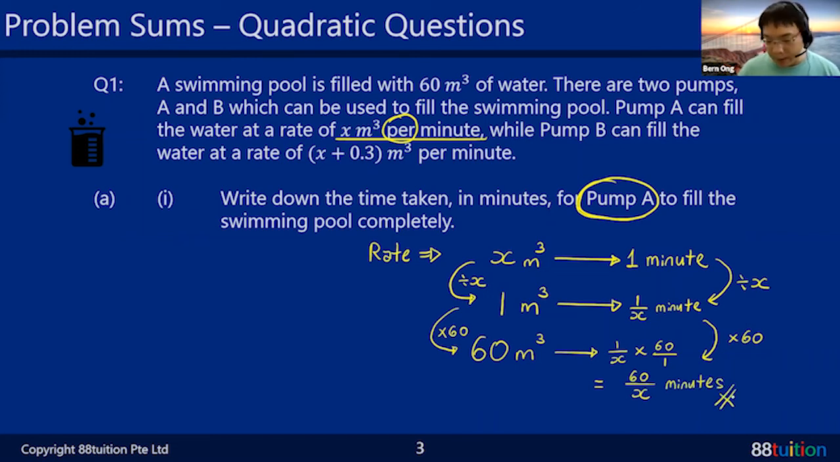Write down the time taken. Yes, this is the time taken for pump A only, for pump A to fill the swimming pool completely. Can you see? So usually I will break it down and do it slowly. It gives me a better understanding. All right, so now let's go on to part A 2.